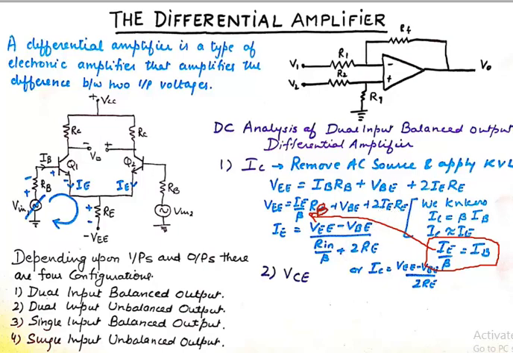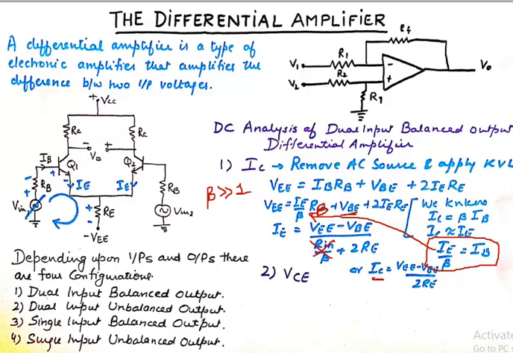So taking IE common and taking this VBE on the other side, I get IE to be equivalent to VEE minus VBE upon RB upon beta plus 2RE. Now we know that beta is very, very larger than 1, so this quantity can be ignored, and finally the value of IE, which is also equivalent to IC, comes out to be VEE minus VBE upon 2RE. So that's half the portion done. So in DC analysis, the IC is VEE minus VBE upon 2RE.